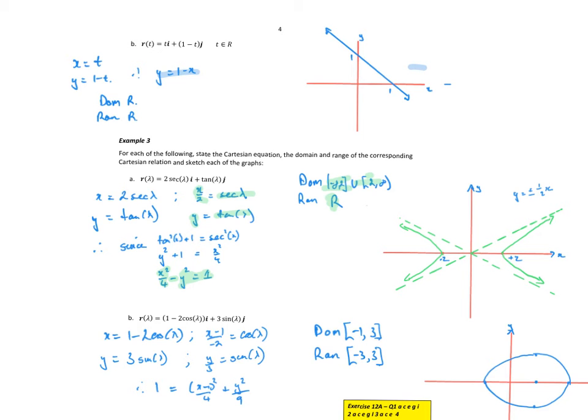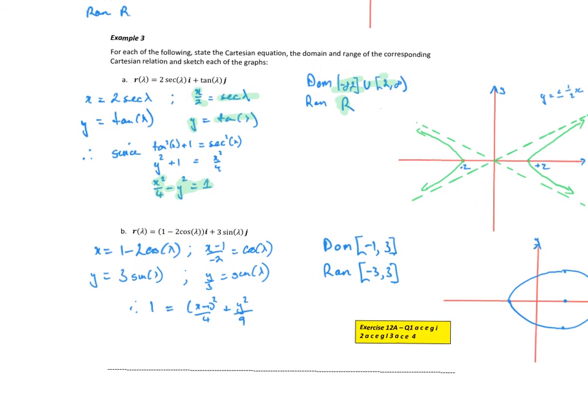Keep working through. Same sort of thing, isn't it? x equals, y equals, rearrange, get the sine lambda and cos lambda on their own. Which is what we've done. Square both of them. So I get (x minus 1) squared, I've just taken negative 2 squared is positive 4, plus y squared on 9 equals 1. So it's an ellipse. Again, think through your domain and the ranges of the corresponding sections.